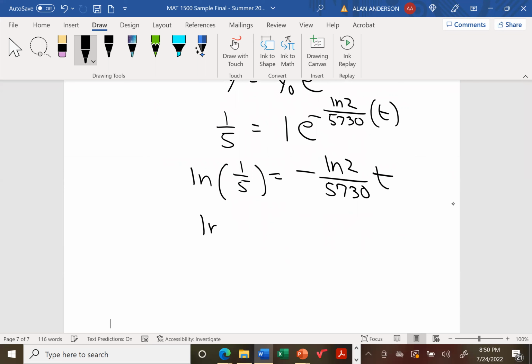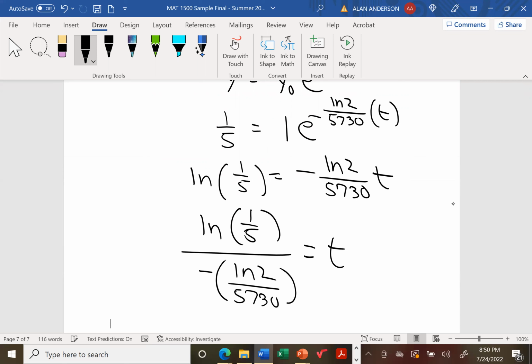Now you might say, wait a minute, can time be negative? No, but the thing is, the log of a fraction is always negative. So you'll actually end up with a positive number. And this one is approximately equal to 13,304 years.